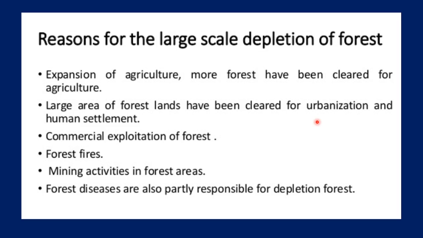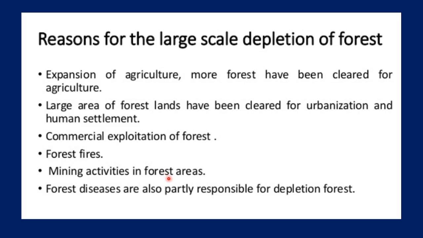Then commercial exploitation and forest fires. Commercial exploitation is in the sense you cut the trees for wood logs for various purposes. Forest fires: every year we are seeing vast amounts of forest being destroyed because of forest fires. One we recently saw in Australia and California, where thousands and thousands of hectares of forest were destroyed because of the forest fire, and that led to the death of crores of wild animals.